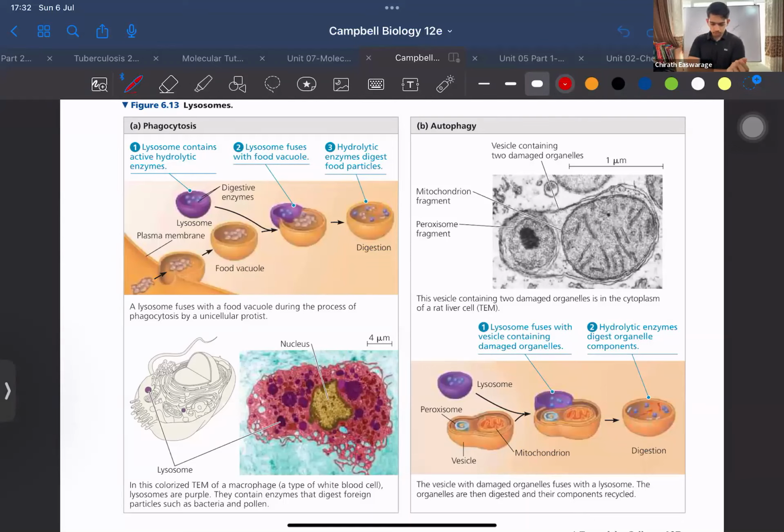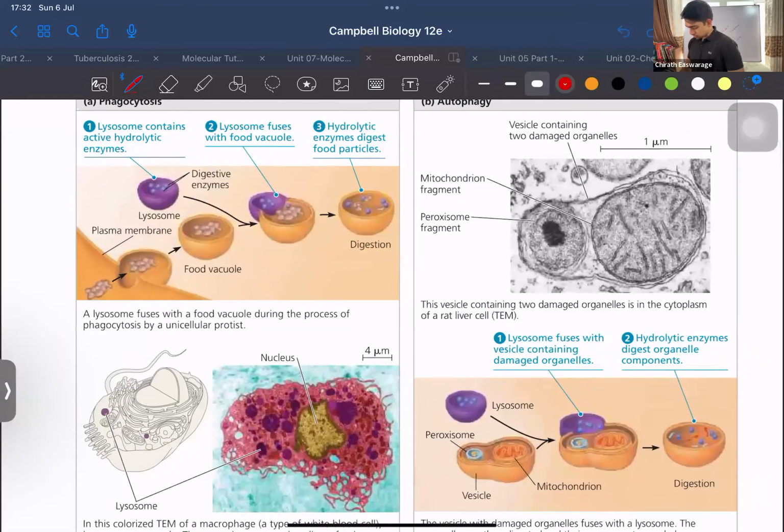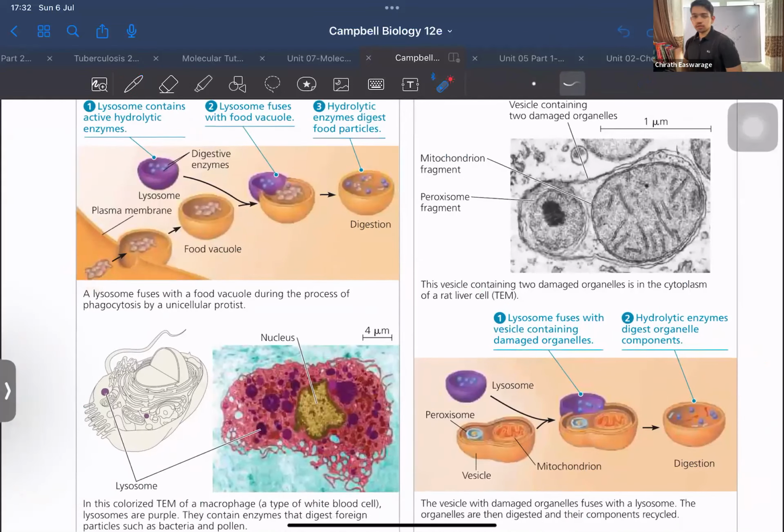If you are eating, that means your food has to come from outside. So phagocytosis happens when the cell takes in food particles. It's like this. This is a food particle that is outside the cell, and through the plasma membrane, this food particle will be taken in.